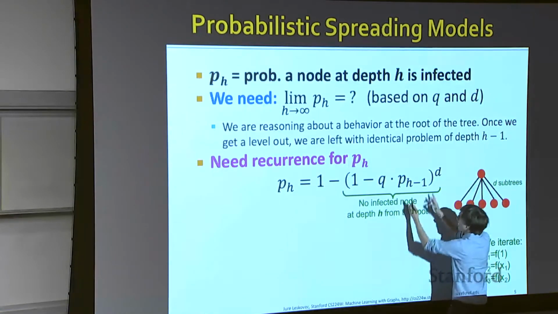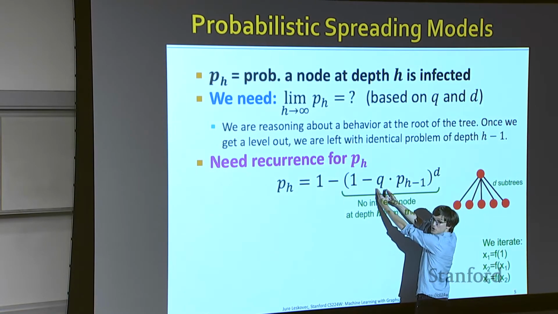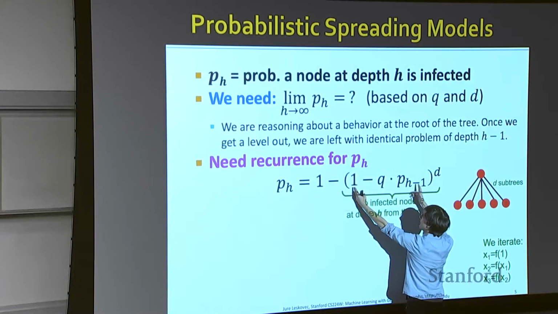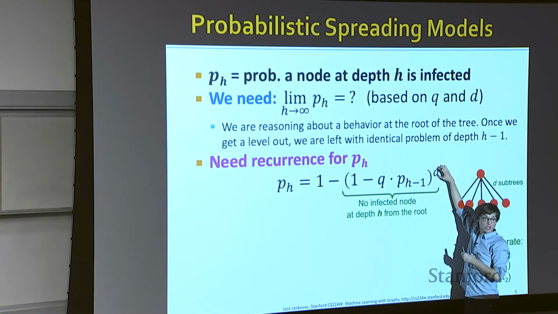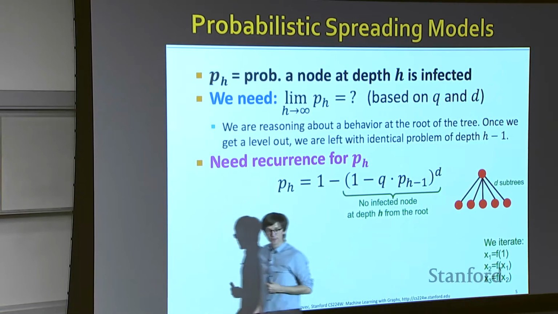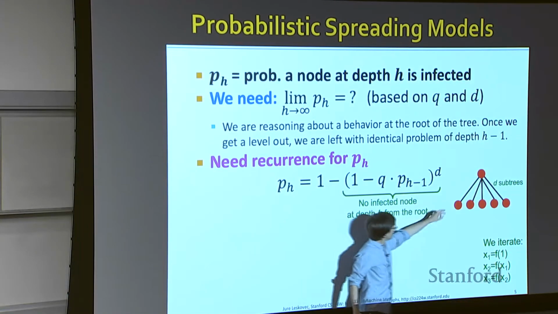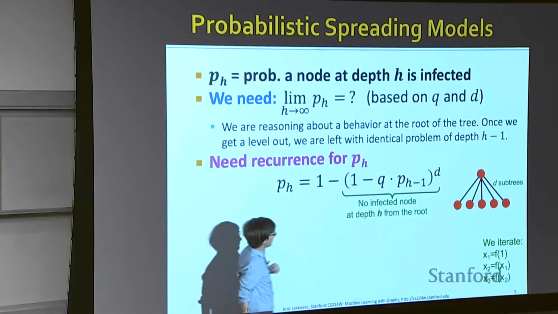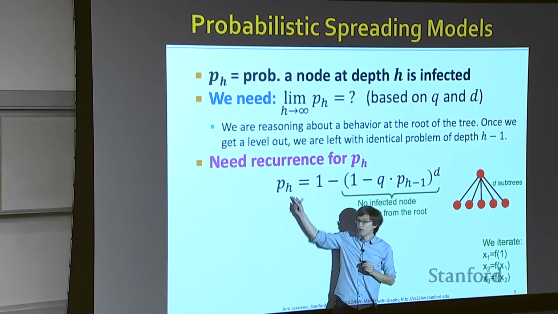What am I doing here? This is the probability the parent is infected, and this is the transmission probability. 1 minus that is that there is no transmission, and I want no transmission over all the D children, right? And 1 minus that is the probability that at least one of the transmissions will succeed, right? So that's how I connect the probability from the parent to the probability at the next level. Okay, so now we have a recurrence relationship that links h minus 1 to h.